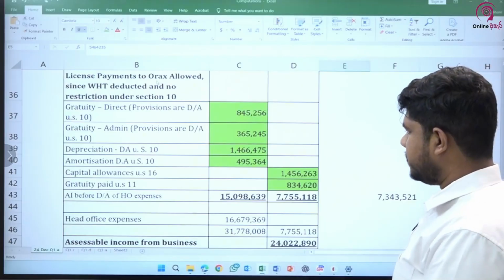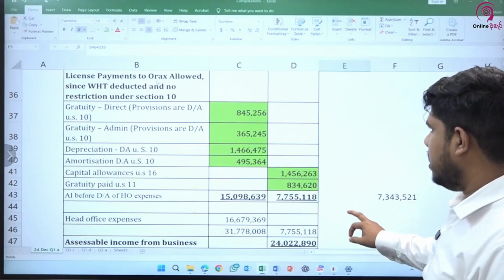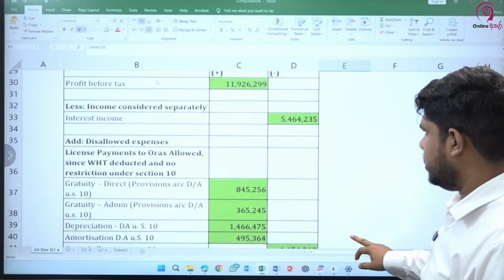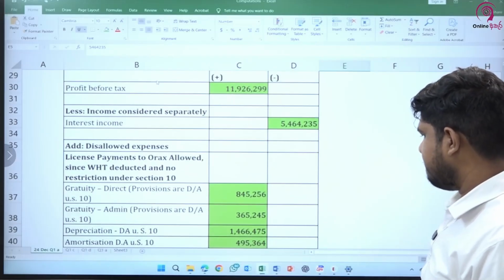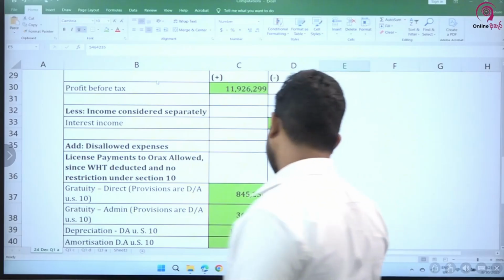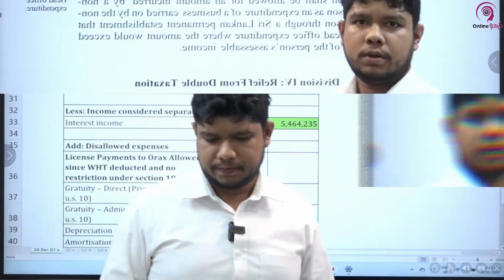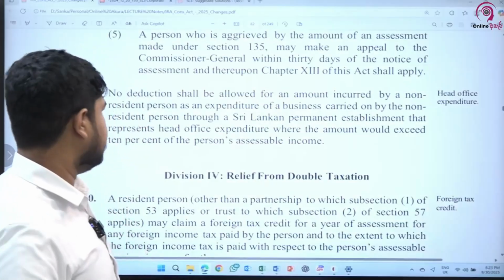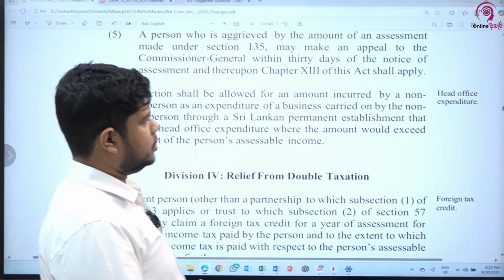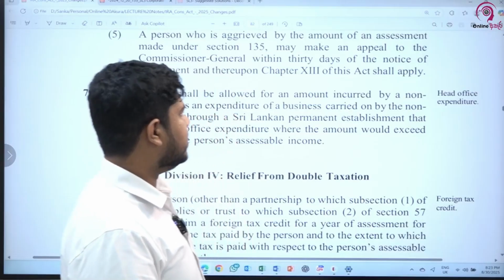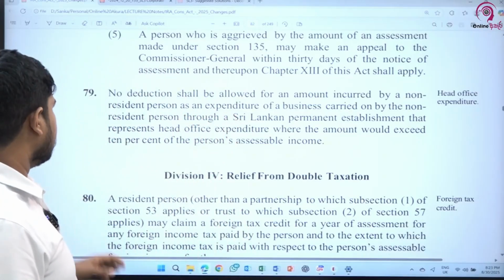Before that, I'll explain the adjustment first, right? Right, student. Head office expense. So this is the main part that will be given marks, right?